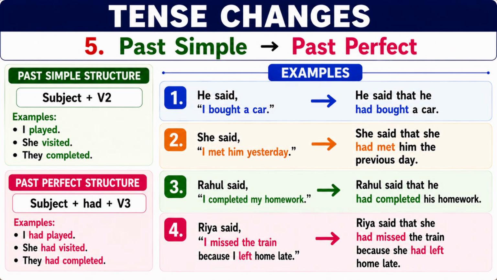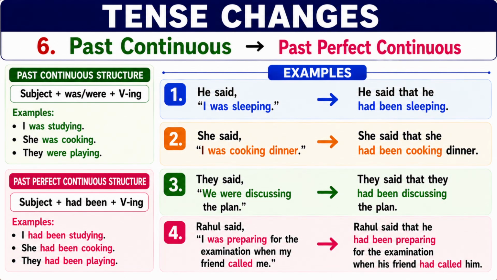Example 4. Ria said, I missed the train because I left home late. It becomes, Ria said that she had missed the train because she had left home late. The sixth tense change is past continuous changing into past perfect continuous.